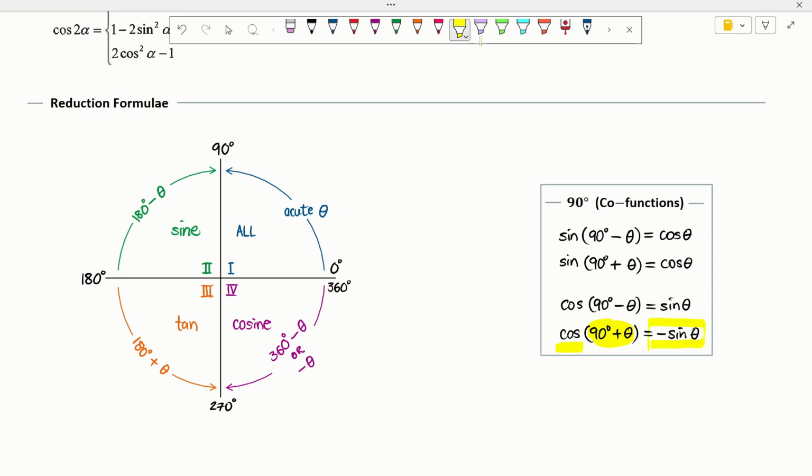So this one will follow the parent. It will not follow the quadrant itself for cofunctions. Okay, so that is everything to do with 90 degrees.